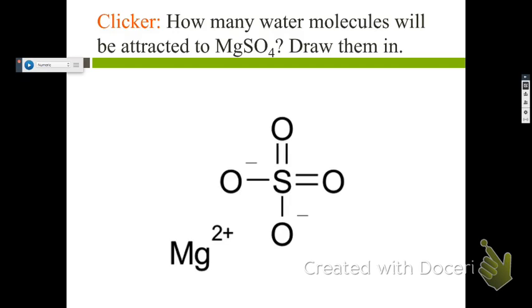So which one is the magnesium on, one of the oxygens with only 1 bond? That's a good question. So why would Mg be by itself? Is it by itself? So what kind of interaction do we have between magnesium and sulfate? It's an ionic bond.